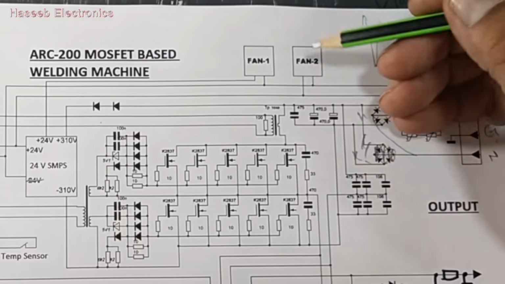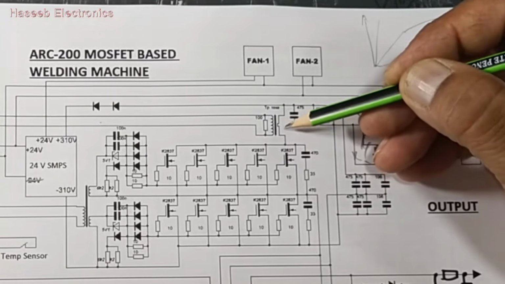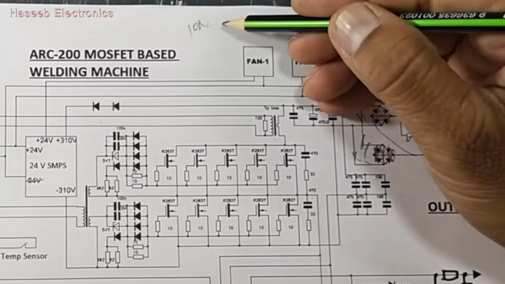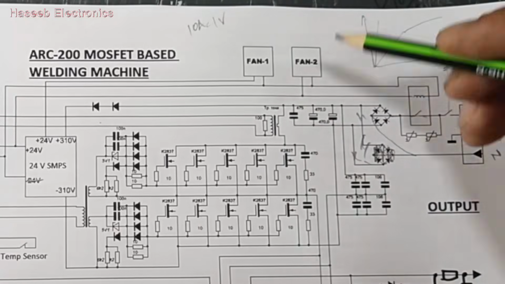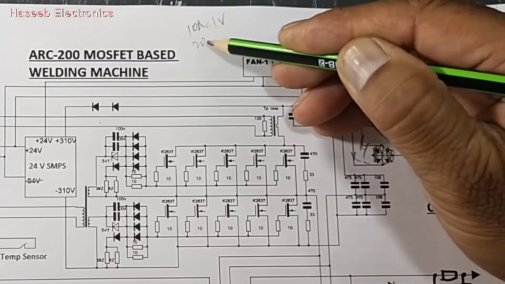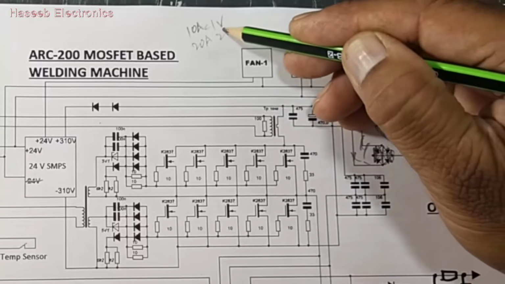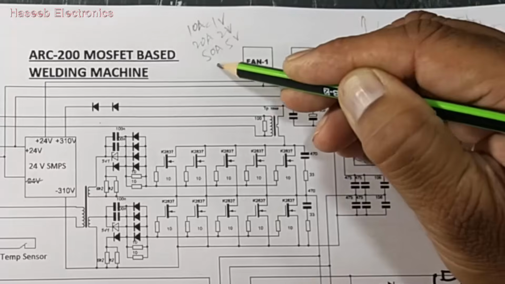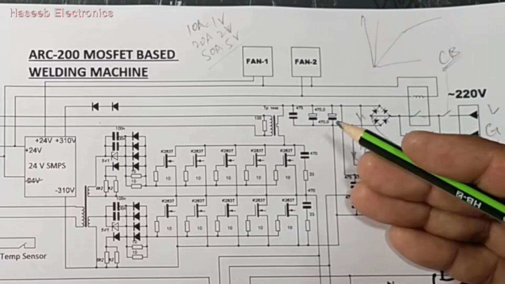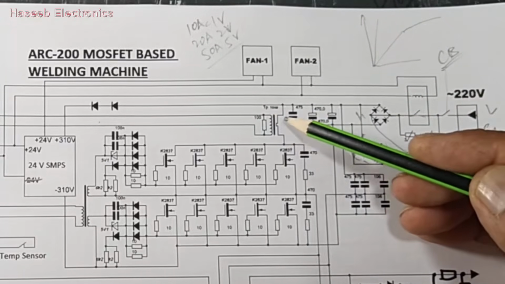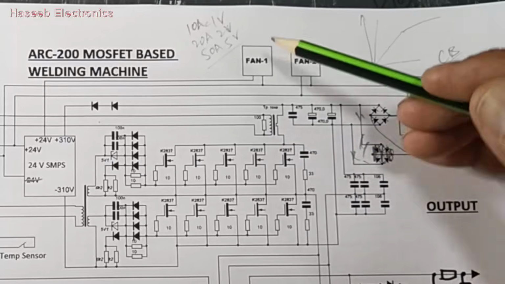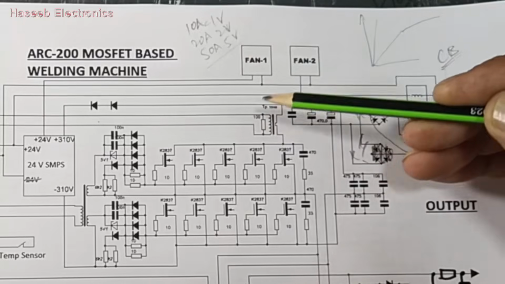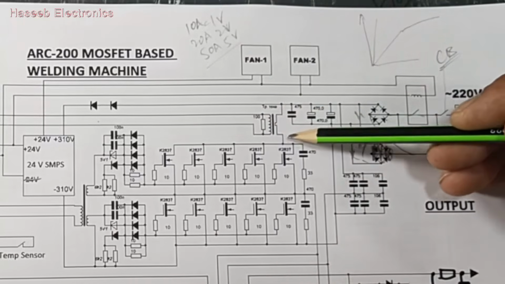For example, if in the primary we have 10 ampere, in the secondary it will induce 1 volt. As an example, 20 ampere gives 2 volt, 50 ampere gives 5 volt. So it is a ratio-based transformer. How much current is flowing in the primary, the sense voltage in the secondary will increase linearly. Positive voltage will reach here.